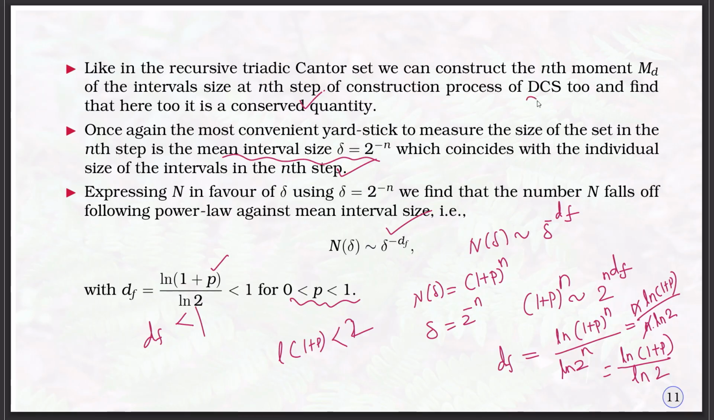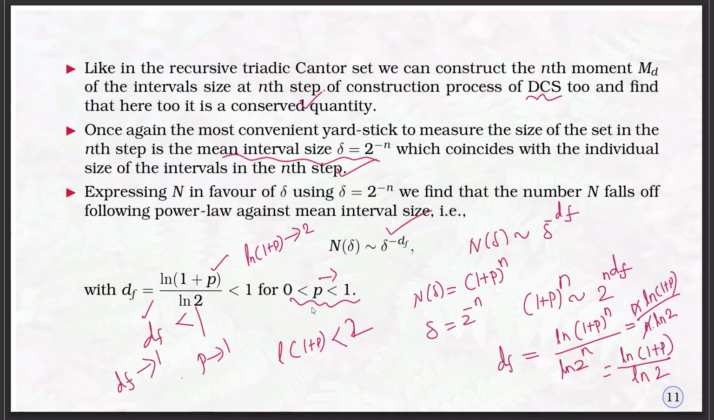So for this dyadic Cantor set, the fractal dimension is df = ln(1 + p) / ln 2. Here one can observe that the fractal dimension of the dyadic Cantor set depends on the probability p. If p approaches 1, the numerator increases towards ln 2, and the df value approaches 1, because ln(1 + p) approaches ln 2.